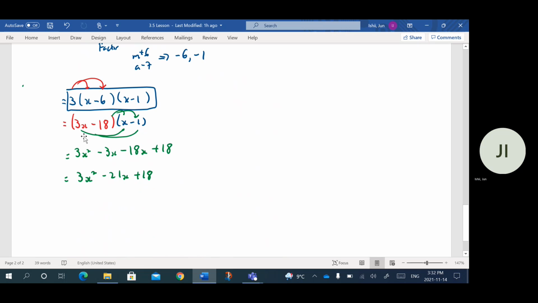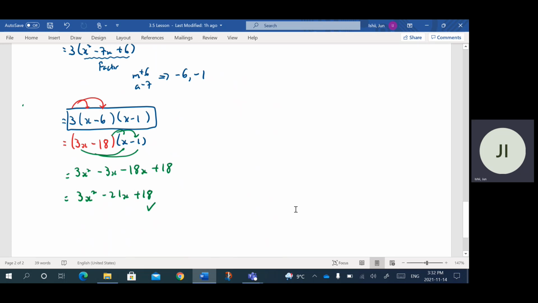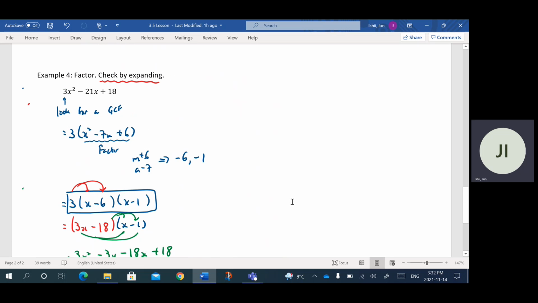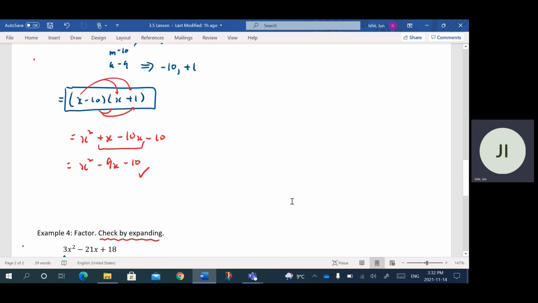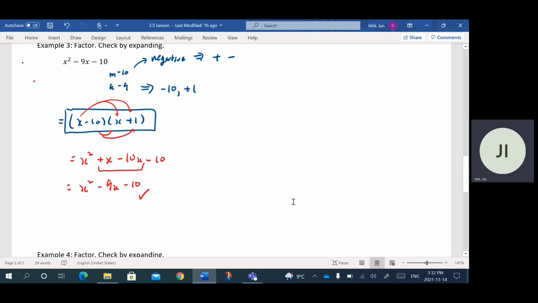Cool. All right, guys, so there it is. This takes quite a bit of practice, but factoring is something that you really need to master in order to be successful, not only in this course but in Math 11 and Math 12.